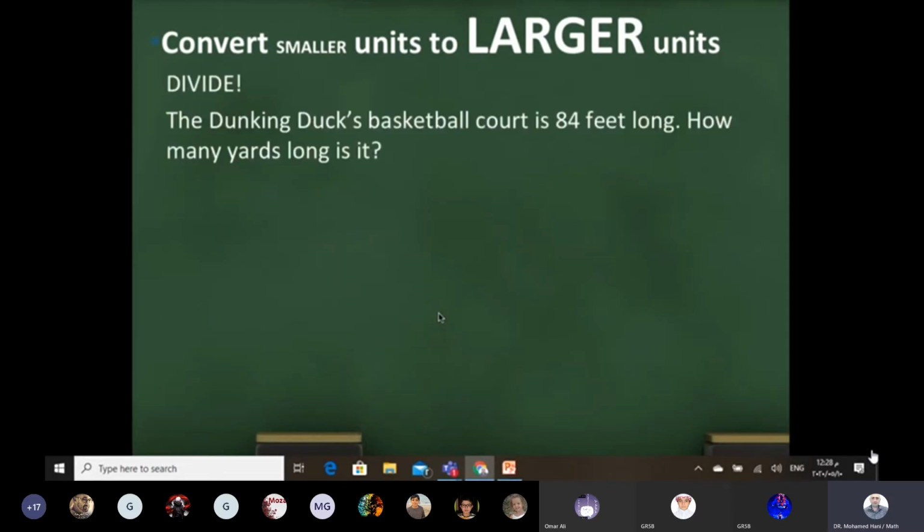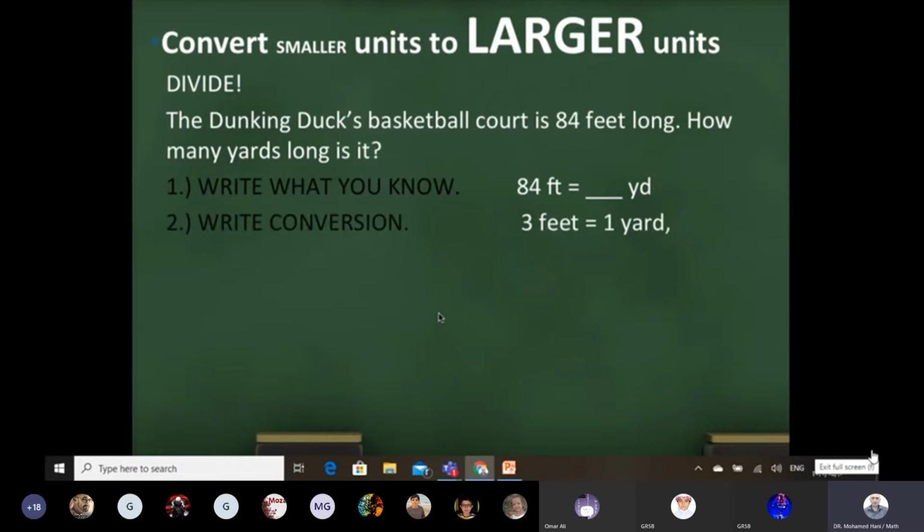For example, the Dunking Ducks basketball court is 84 feet long. How many yards long is it? Step 1. Write what you know. We know we want to find how many yards is equal to 84 feet. Step 2. We write the conversion. We're going from feet to yards, and we know that 3 feet is equal to 1 yard, so our conversion is 3 feet equals 1 yard.